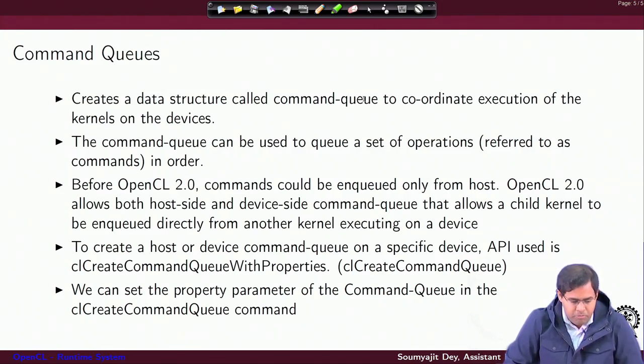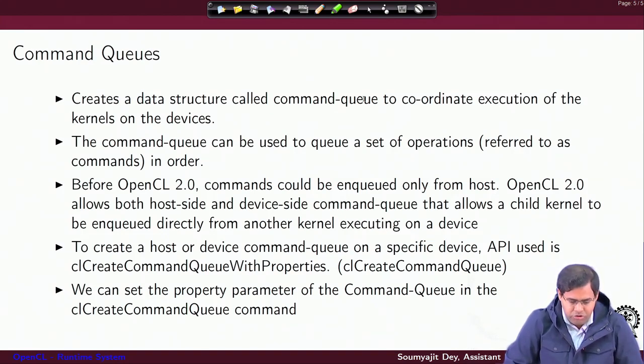Before OpenCL 2.0, commands could be enqueued only from the host. That means only the host can specify which read, write or kernel execution operation is to be done. But from the OpenCL 2.0 specification, both host side and device side command queues have come up. Device code means a kernel that is executing on an OpenCL device. From that itself I can create child kernels which can be enqueued directly.